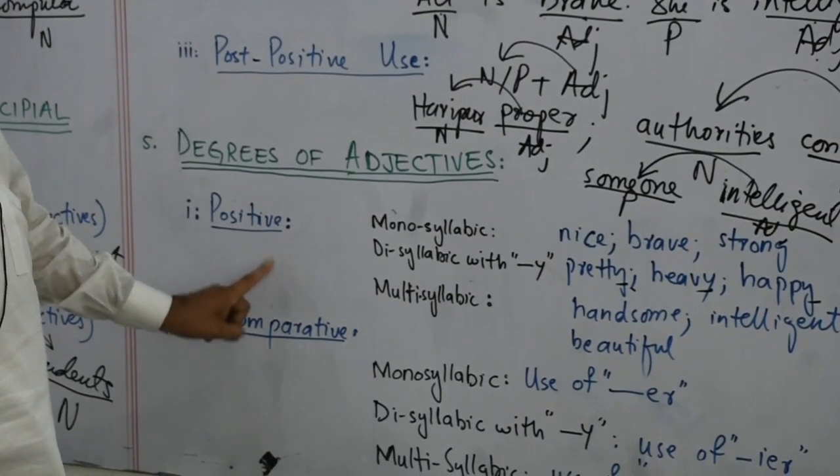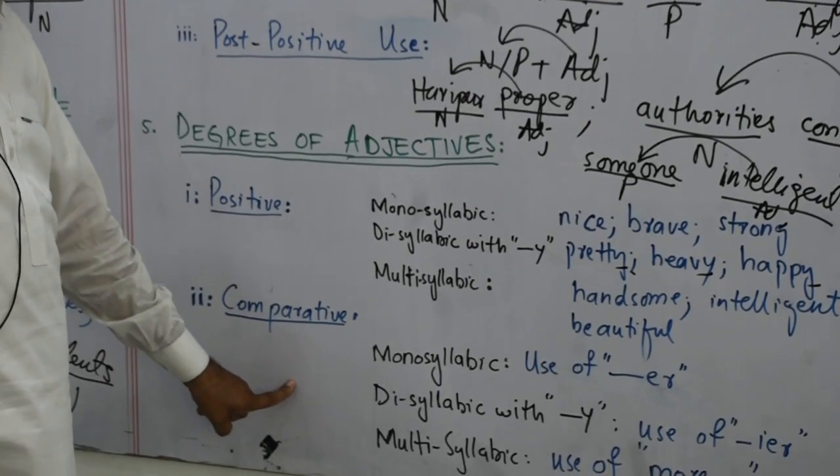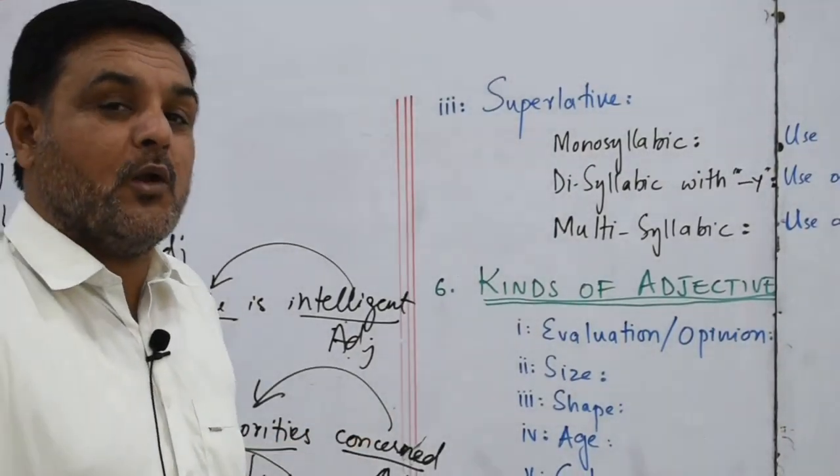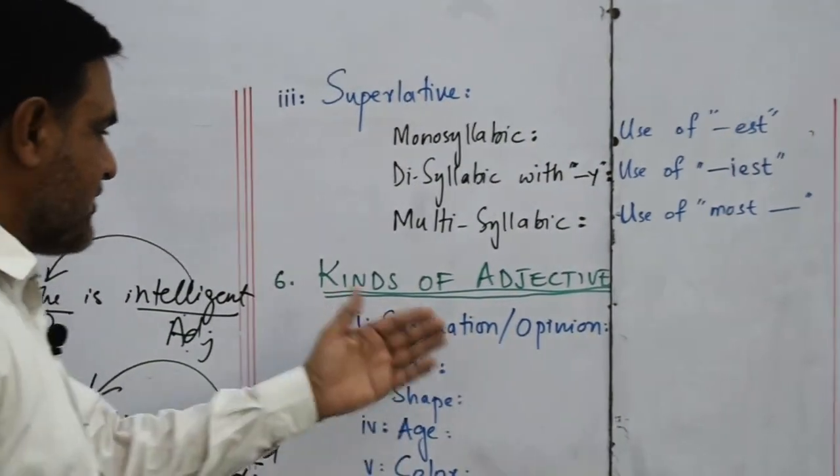So this is how all the adjectives have three degrees. Simple one, when we use it for comparison with some or with one. When we use it in comparison with all, so superlative. So this is something that you need to keep in mind.